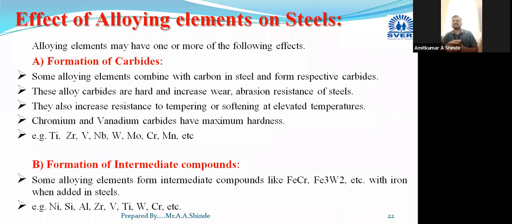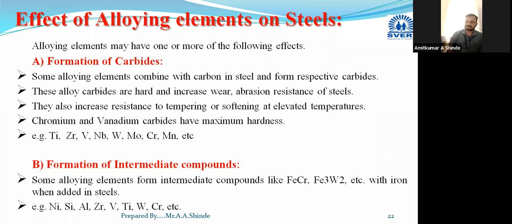Now, whenever you add alloying elements into the steel, they may cause one or more effects. Generally occurring effects I have summarized here in some 6-7 effects, in 2-3 slides. We will discuss one by one. Whenever you add alloying elements, they may cause one of these following effects, or some alloying elements may cause many effects. Now the first effect is formation of carbides.